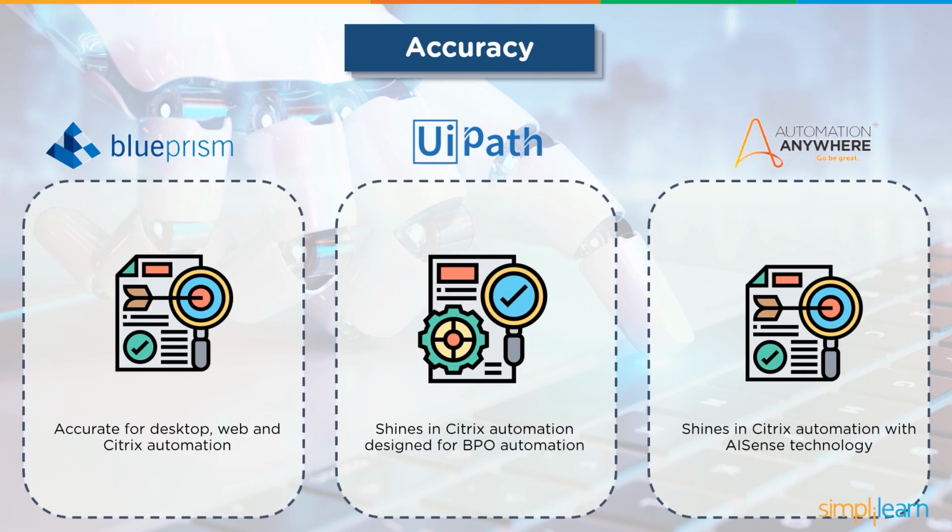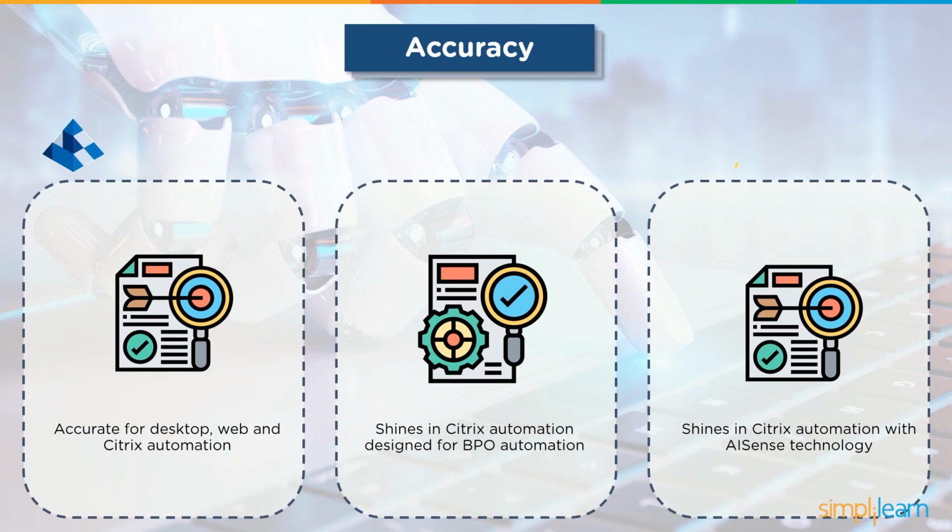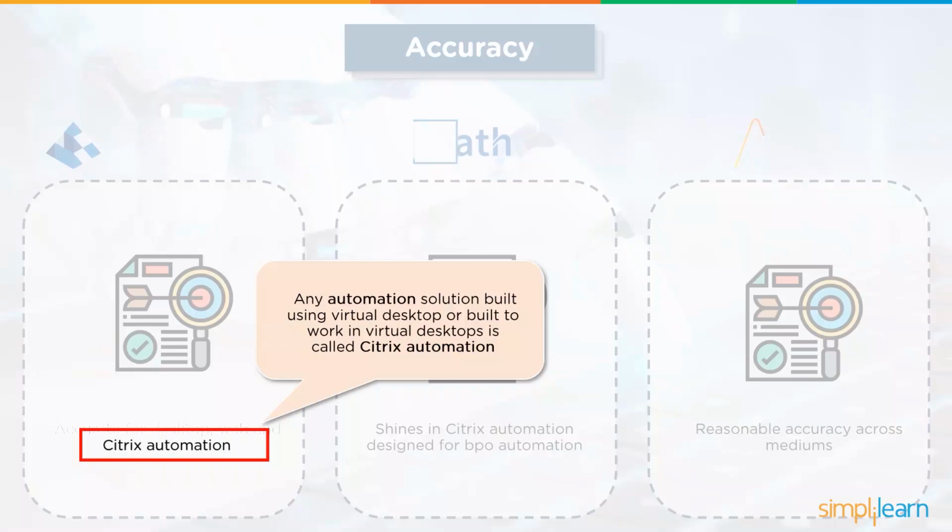The next feature is accuracy. Blueprism is accurate for desktop, web, and Citrix automation. UiPath shines in Citrix automation designed for BPO automation. And Automation Anywhere shines in Citrix automation with AI Sense technology. Well, any automation solution built using a virtual desktop or built to work in virtual desktops is called Citrix automation.